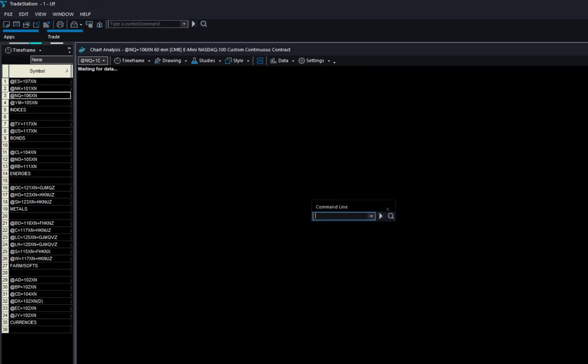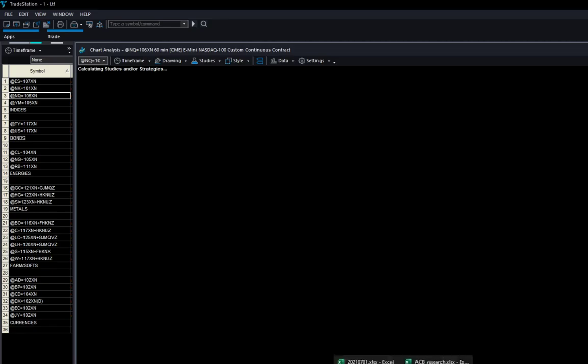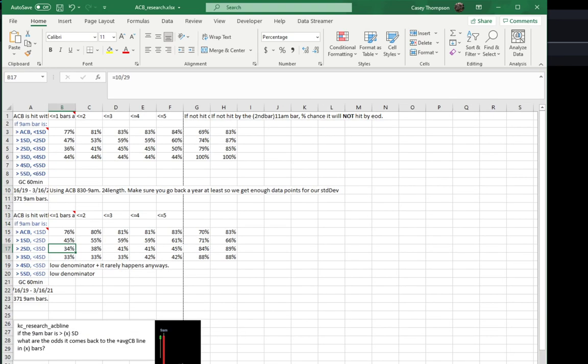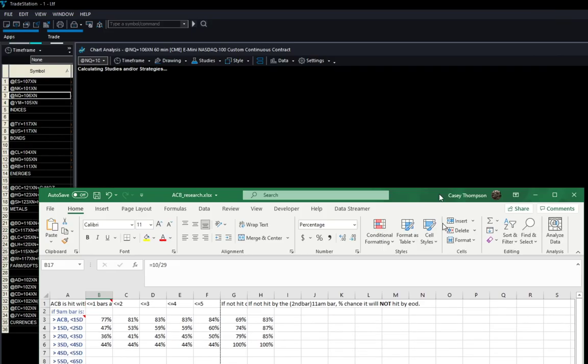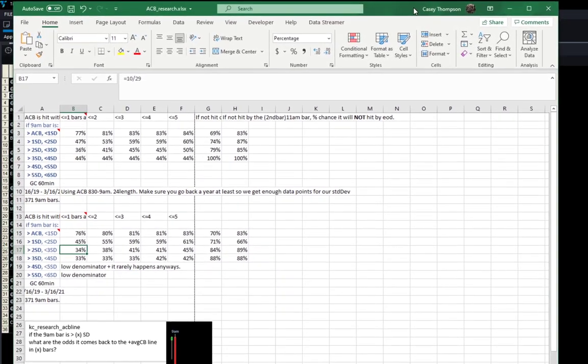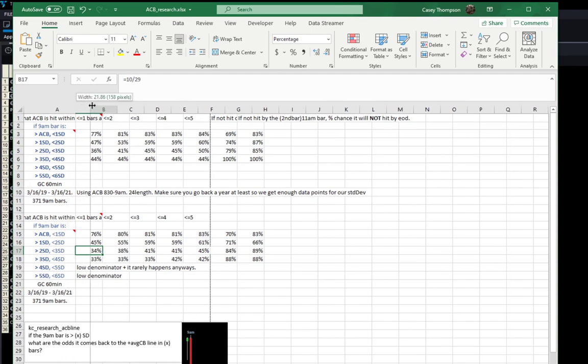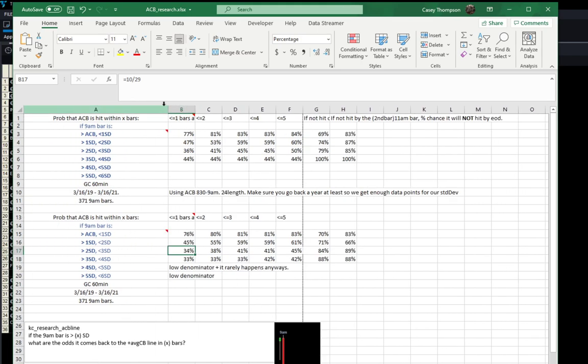Okay, so let's go back to the 60 and see how much further away the distal line would be. Okay. Wow, I tried something else, huh? Try this later, because this is just looking at the 9 a.m. bar. The 9 a.m. bar study, isn't that wild? So, oh my gosh. Yeah.